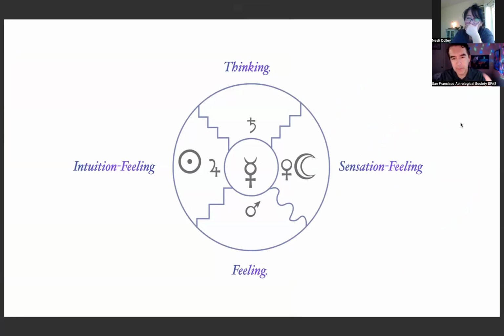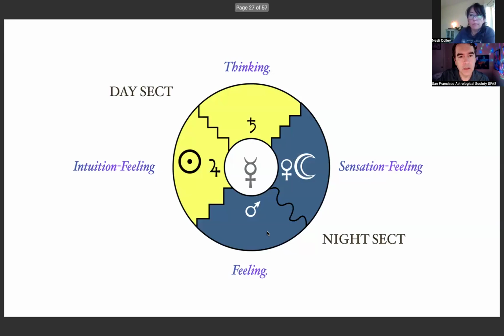I tried to map, based on the planets where they are in his chart and the signs that they're in, his typology onto this. So he's got Saturn in Aquarius, calling that thinking. Maybe this is an image of how he saw the world or saw the human mind. He's got the Sun and Jupiter over here, intuition, feeling. You've got the Moon and Venus, sensation and feeling. Mars is also in feeling.